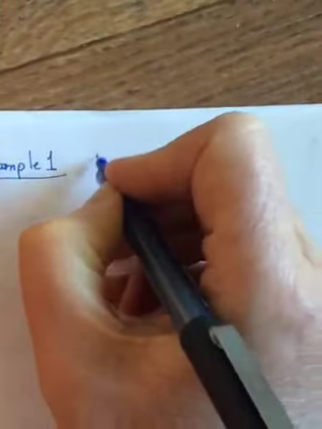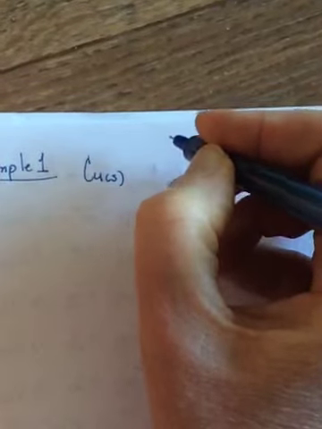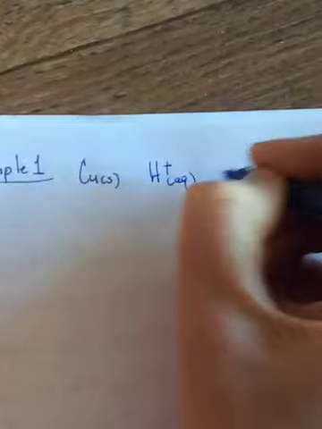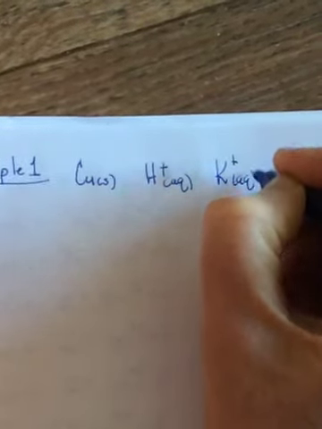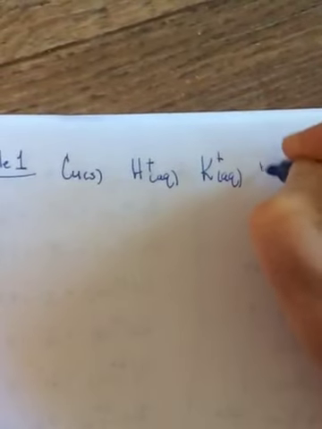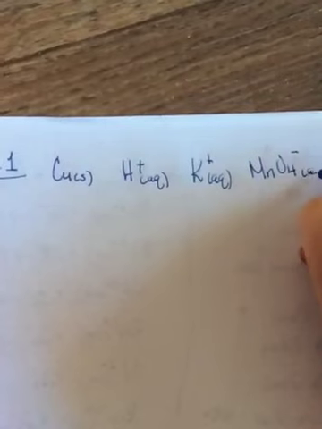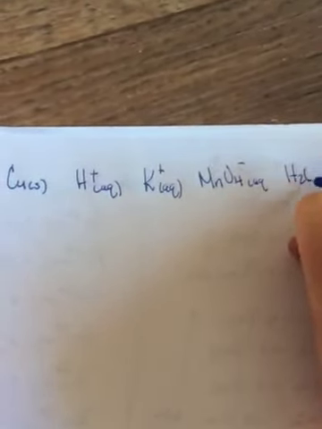So example 1, it says a copper metal, so Cu solid, is placed in an acidic, H positive, potassium, K positive, because remember they'll dissociate, permanganate, MnO4 negative, solution, H2O liquid. Okay, so you write all your entities down.